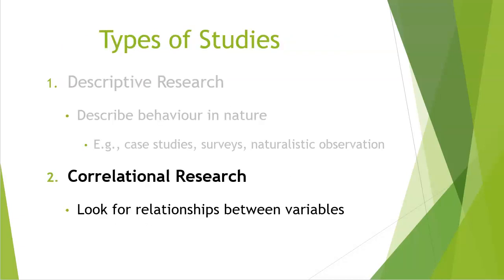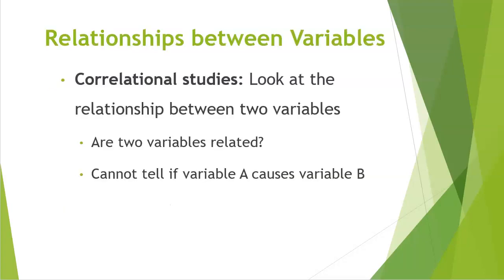The second type of studies we're going to talk about is correlational research. So correlation is looking for relationships between variables. And the key word here is relationship. So correlational studies are looking at, are these two variables related? A key thing here is we're looking at what is the relationship between A and B.